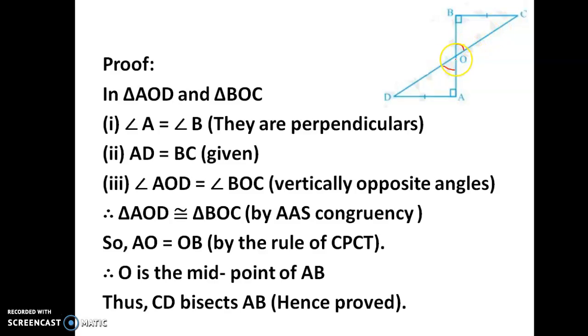Okay, so how did this come? Why? Because CD line intersects AB at O. So O is the midpoint of AB. That means CD line is bisecting AB. Hence it is proved.